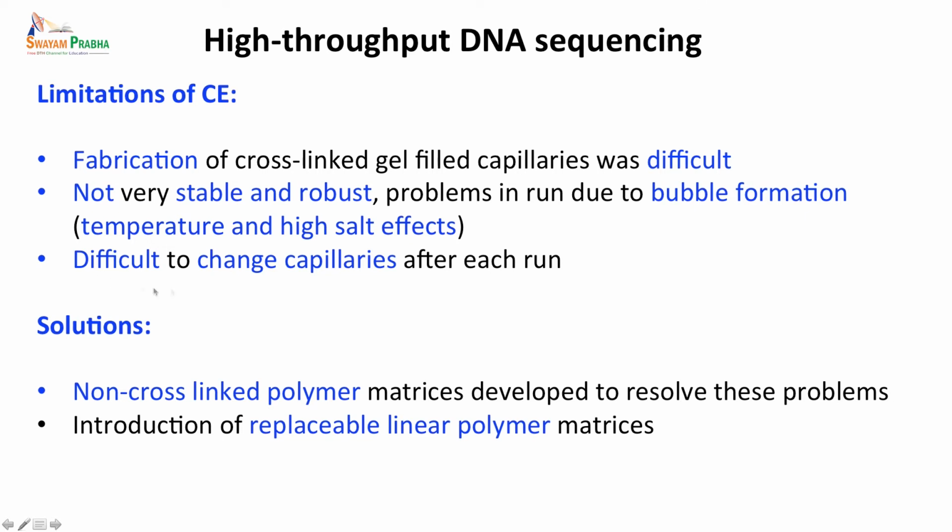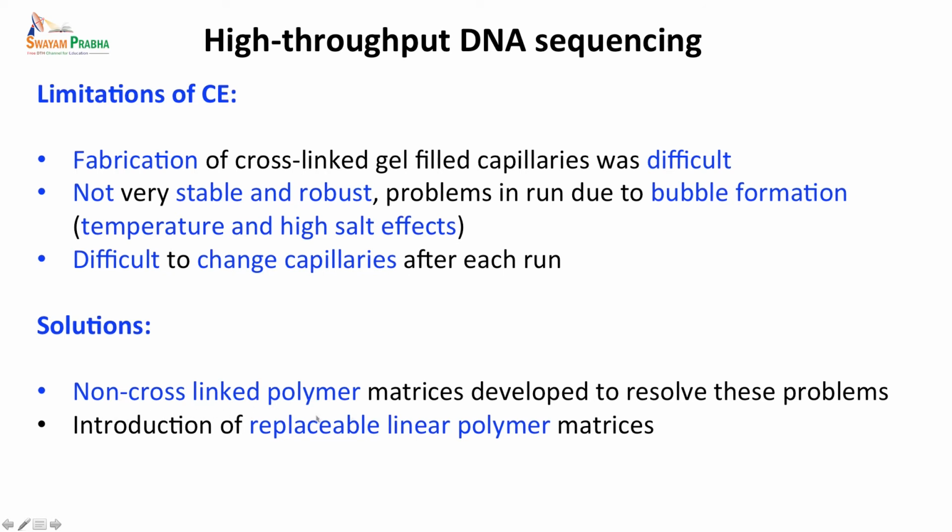The other major problem was that if you wanted to change the gel, pouring those capillary gels was a major task, because it would introduce bubbles. So the solution to these problems was that people started developing very different types of matrices, which were basically not cross-linked.